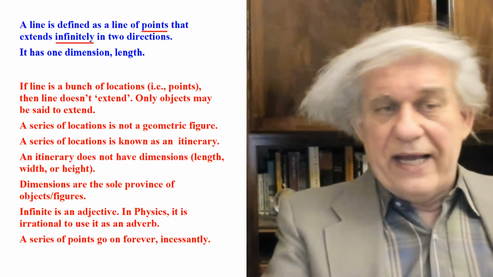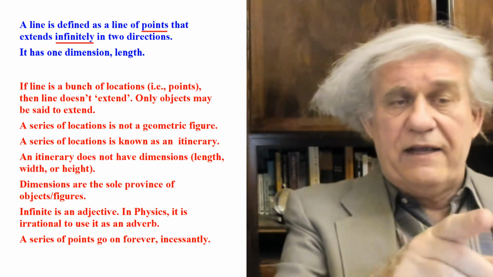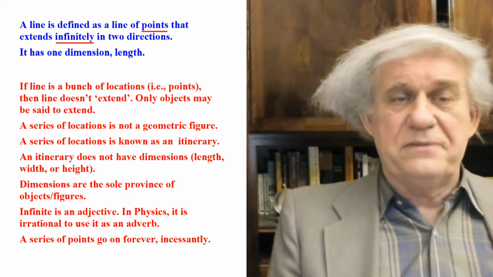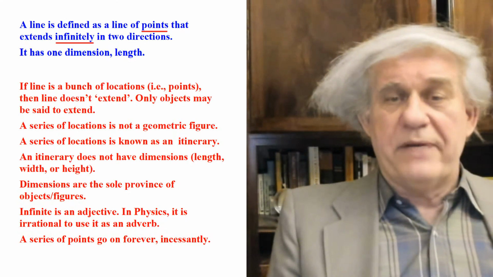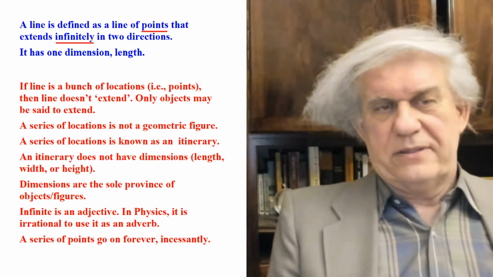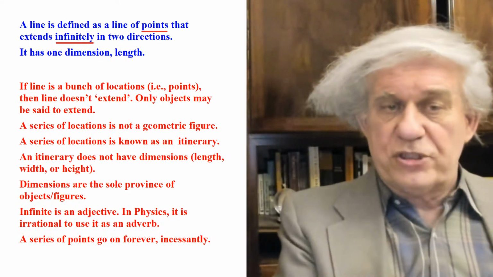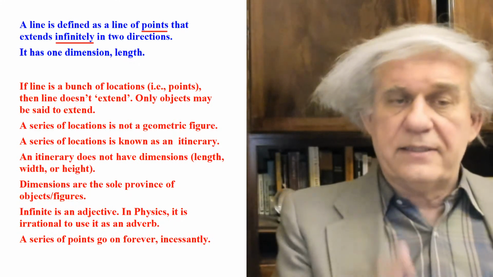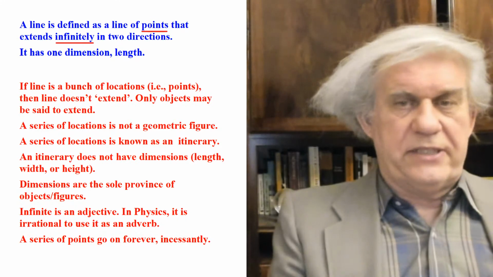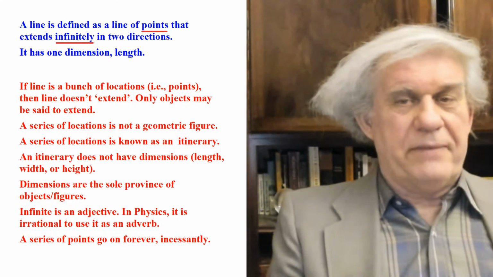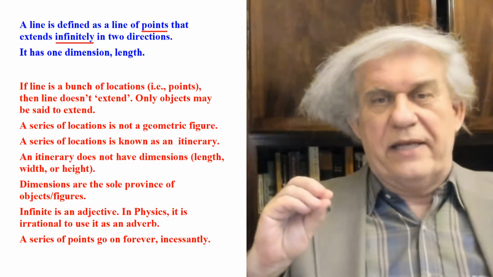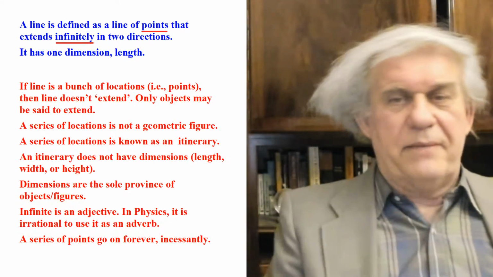And then he says that it extends infinitely. Oh man, extends and infinitely. We have two problems there. In two directions, it has one dimension, length. Now, there's no geometry that has one dimension. So if a line is a bunch of locations, points, then the line doesn't extend. Only objects may be said to extend. You're talking about something else, not extension. Extension is when you extend your bubble gum. That's extending, but here we're talking about something else.